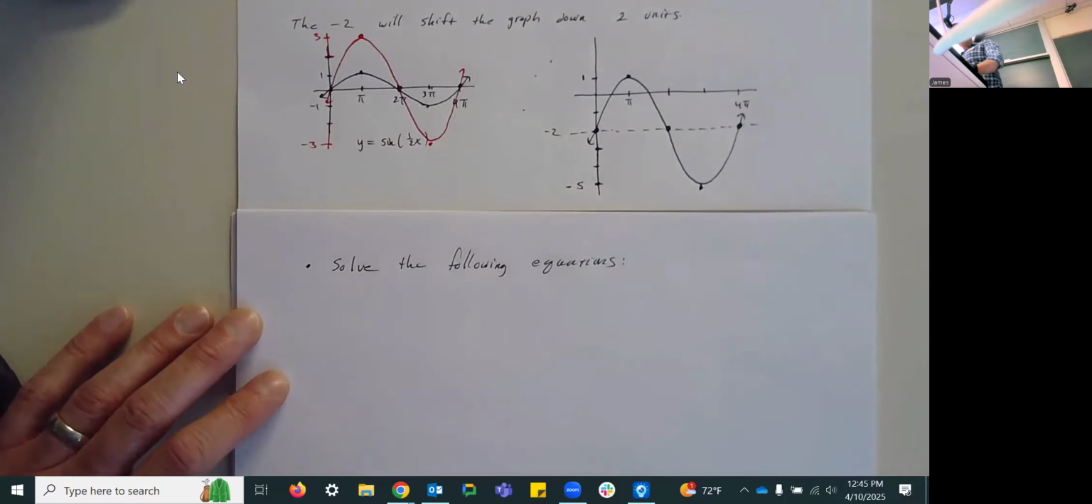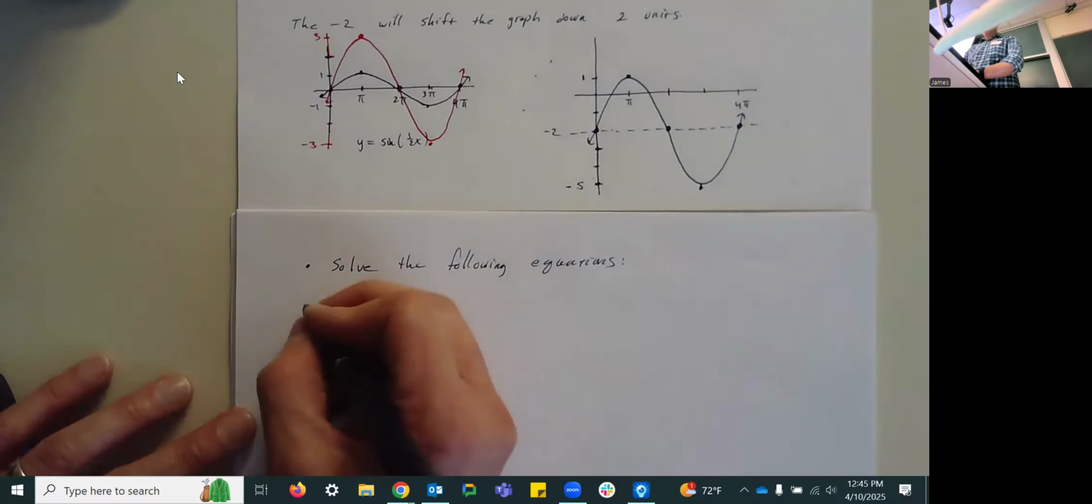Here is our next one. See my paper over here? Yeah. Here's our first one.